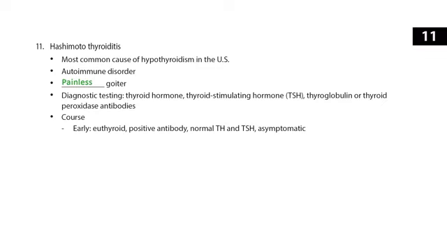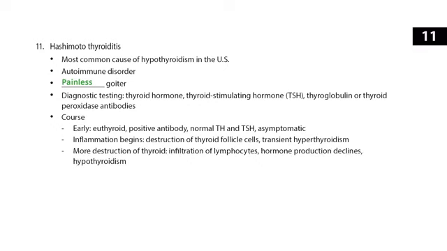This would be asymptomatic. I'll say again that some patients with positive antibodies never progress to any thyroid dysfunction and others do. As the inflammation begins, there would be destruction of thyroid follicle cells, and as that occurs, there's spilling of T3 and T4 into the blood, and thus you sometimes would see a transient hyperthyroidism. Most of the time this phase is not measured clinically, and in most cases wouldn't last more than a few months. As there's more thyroid gland destruction and then infiltration of lymphocytes, hormone production declines and the patient becomes hypothyroid.